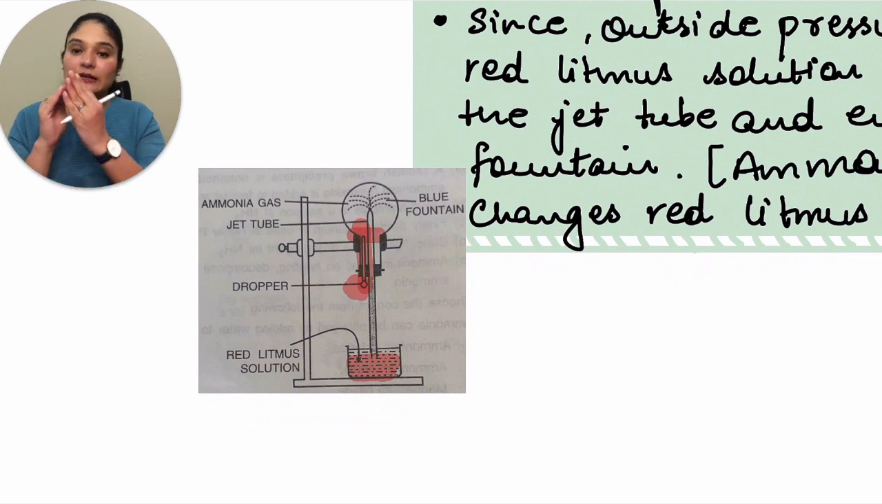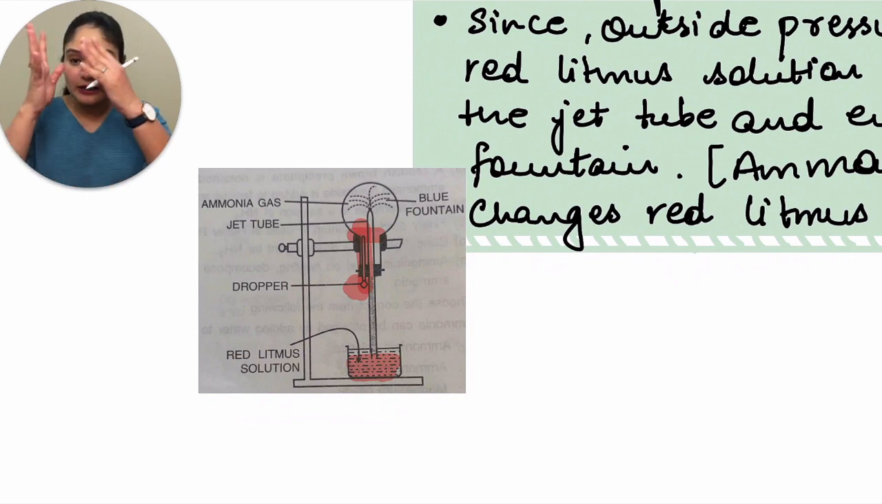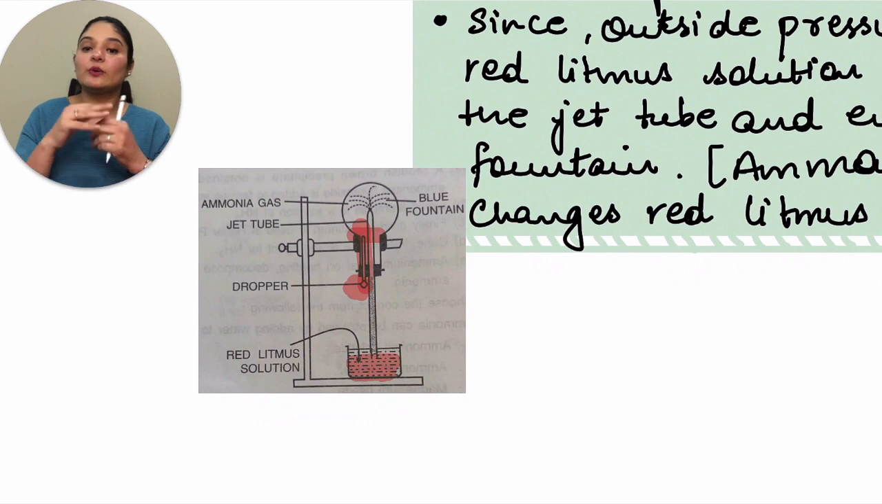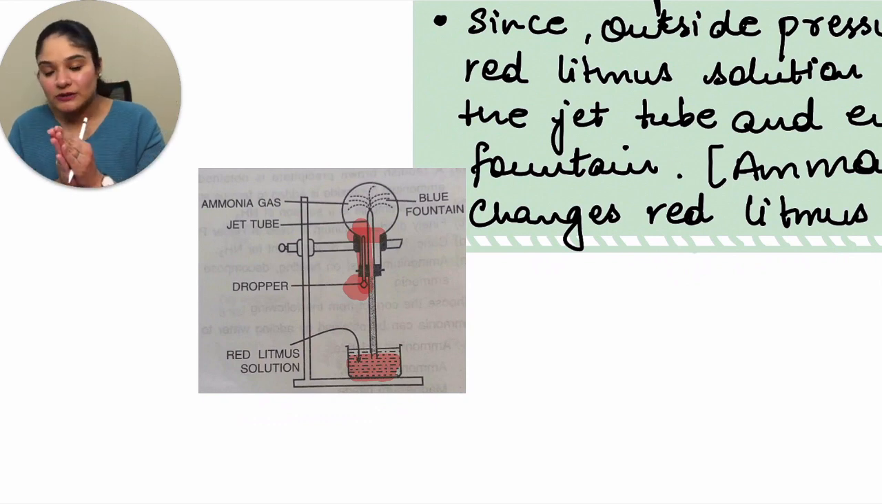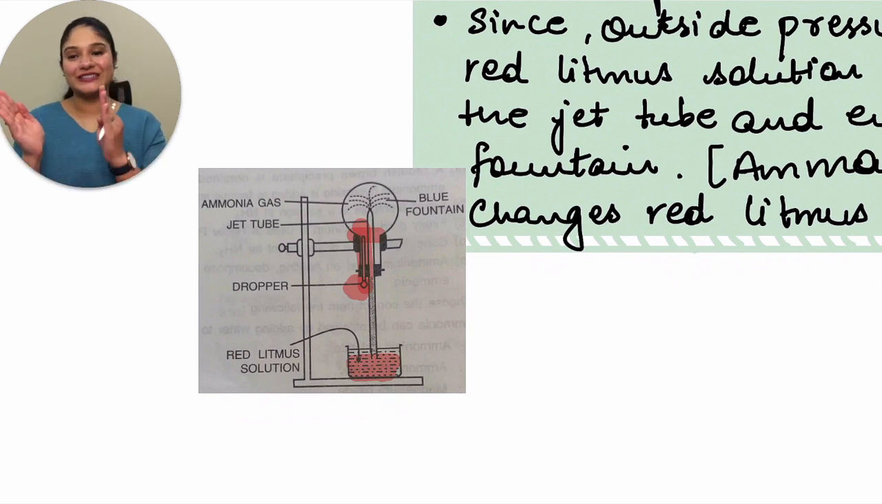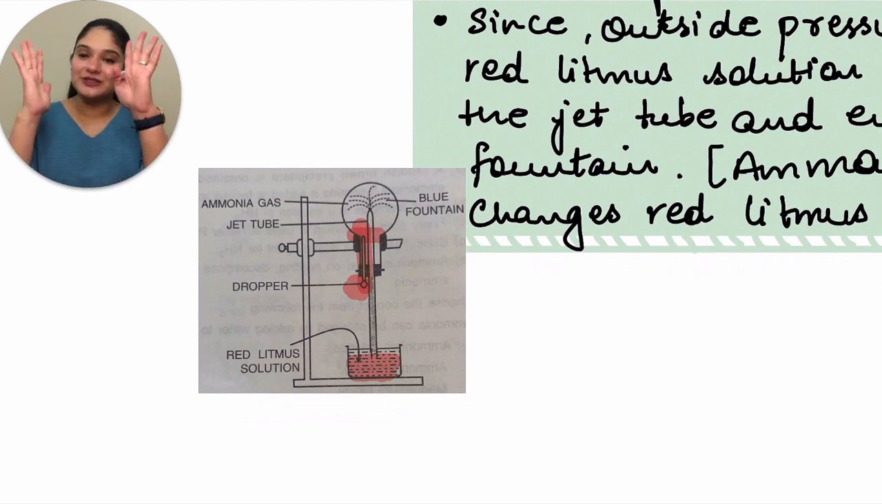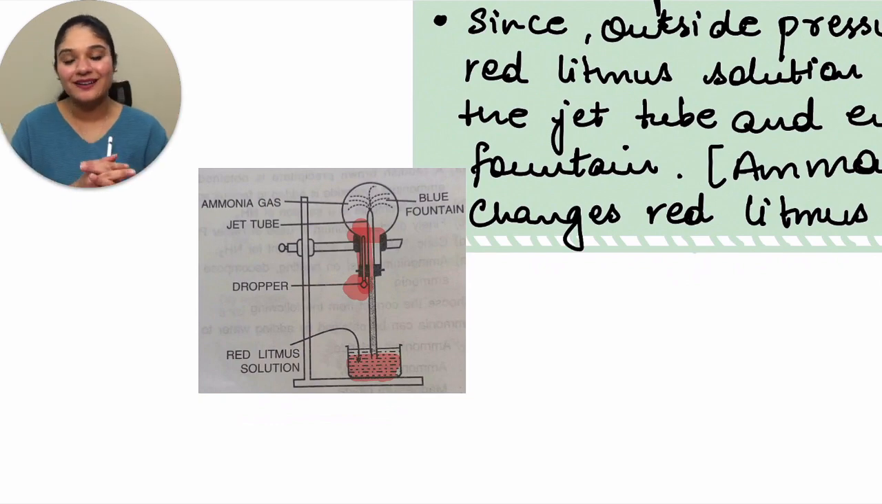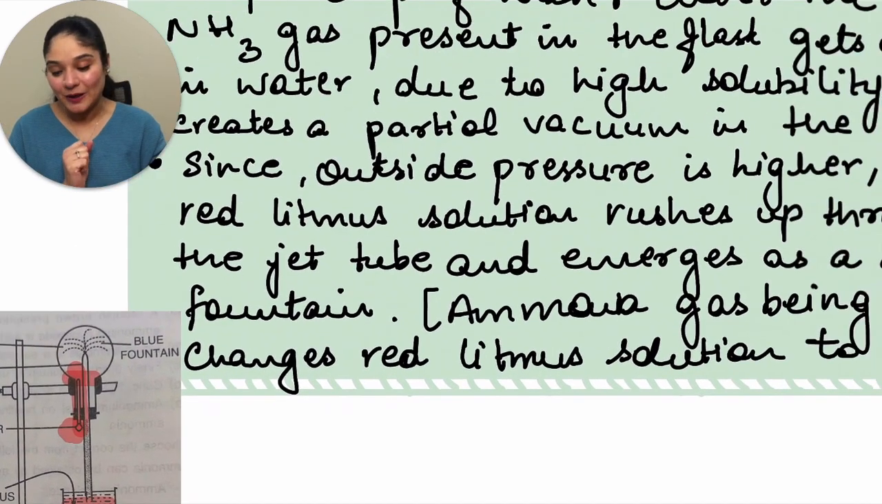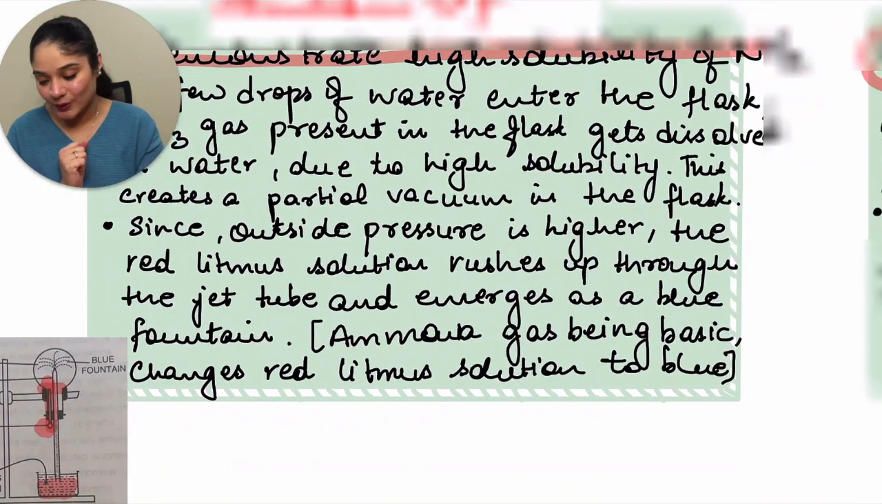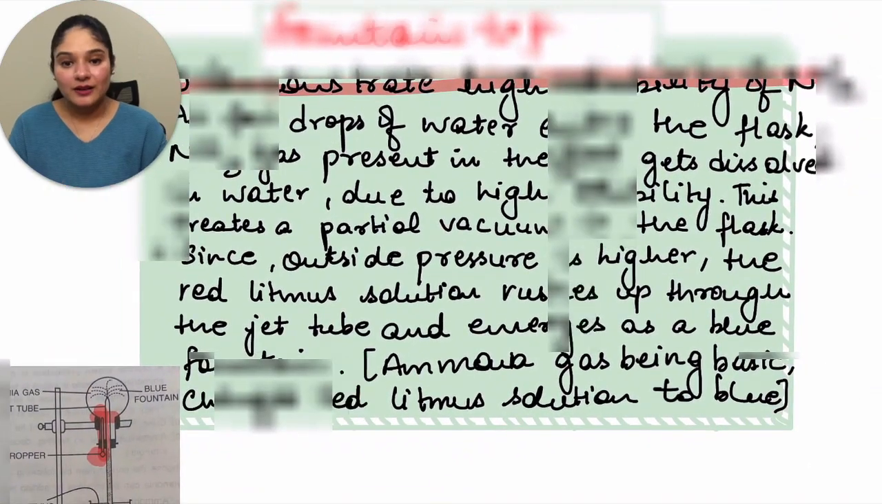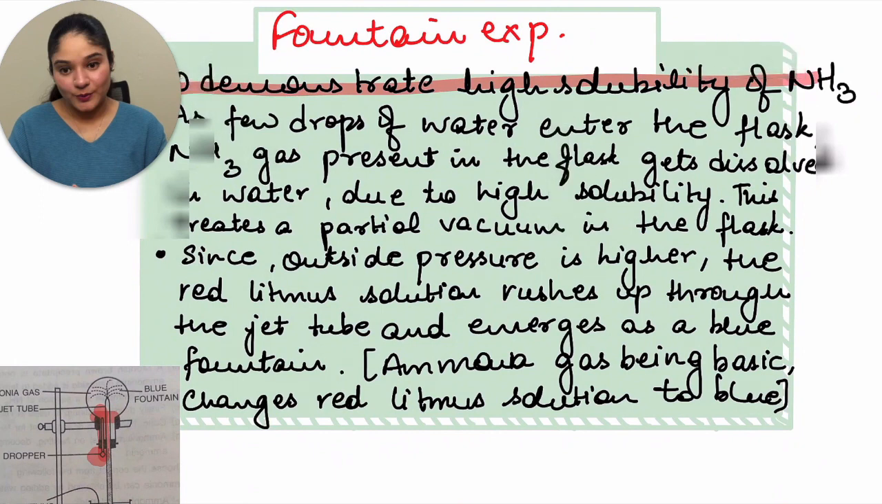And as soon as it reaches the round bottom flask, the left out ammonia in that will quickly turn your red litmus solution to blue because it is basic in nature, and you can see a blue fountain in the round bottom flask. Now let's quickly read the theory here. Okay, I hope it is visible now.